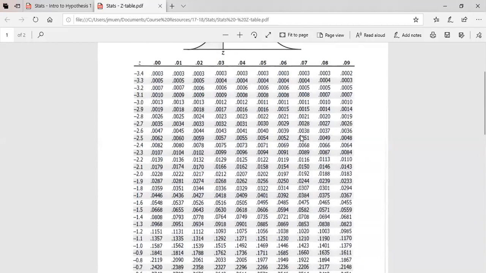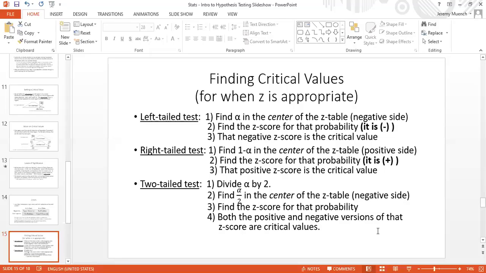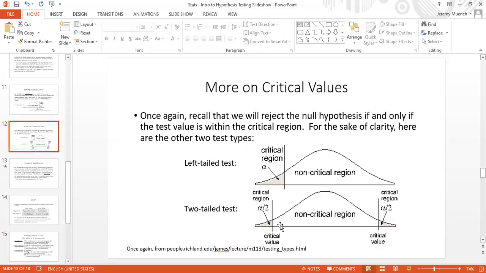Almost like we've seen that particular z-score before. And so what we do is we take that, and both the positive and negative versions of that z-score are critical values. This should remind you a lot of what we were doing when we found confidence intervals. And that's not accidental. In point of fact, if we look at this two-tailed test, the confidence interval for a 95% confidence level would exactly be the non-critical region.